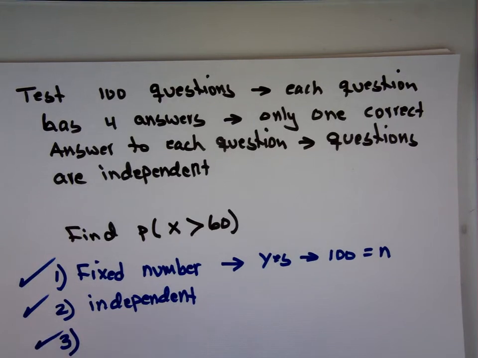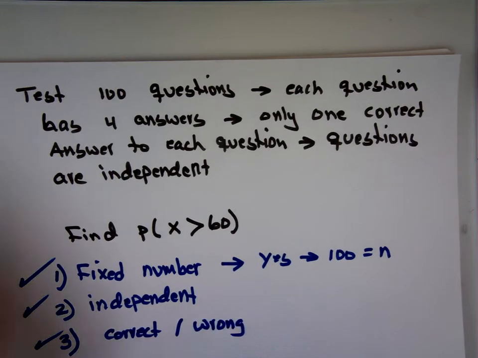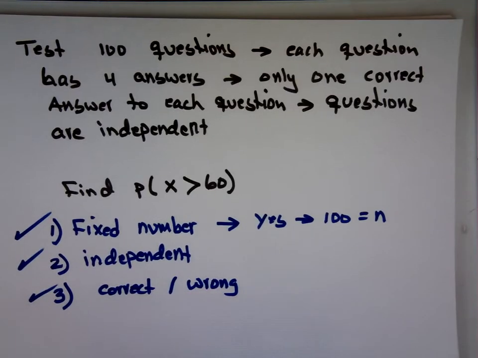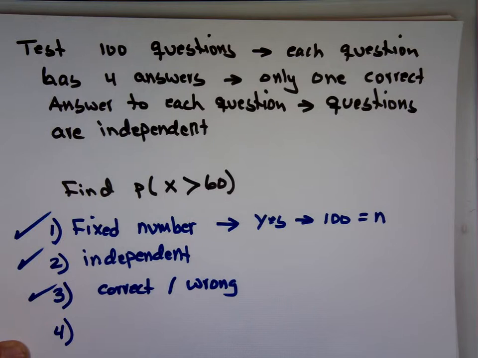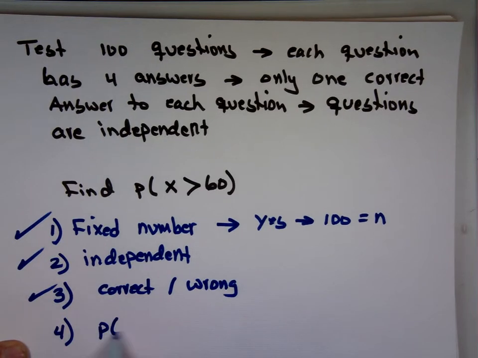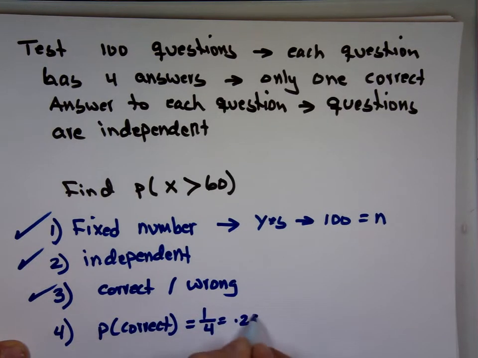What are the 2 outcomes? Correct or what? Wrong. Success, failure. I'm going to define correct or success, getting the correct answer. Failure, getting what? The wrong answer. And what's the last statement? The probability of success must remain the same. What is the probability of getting the correct answer for each question? 1 out of 4 or 25%. So I did satisfy the conditions for binomial.